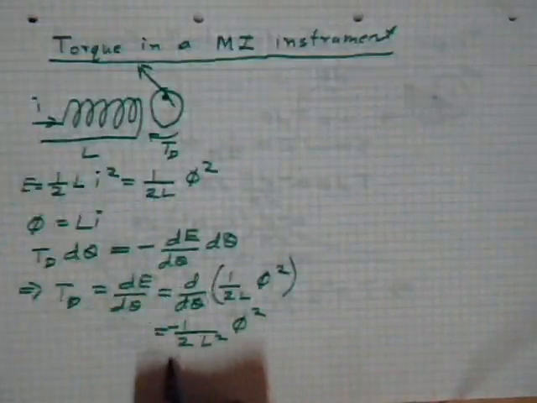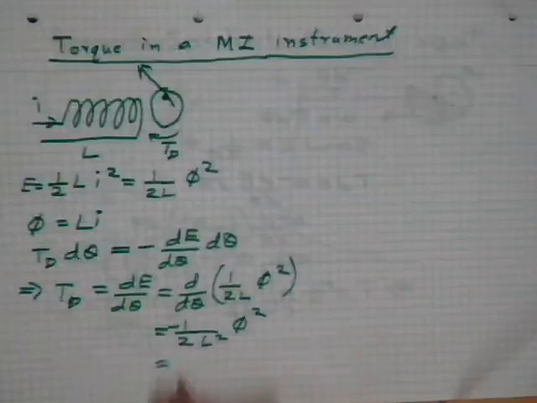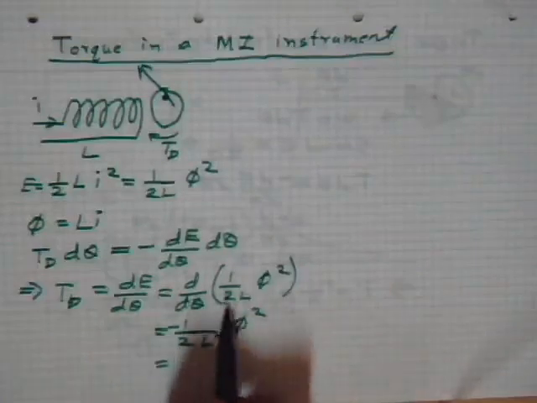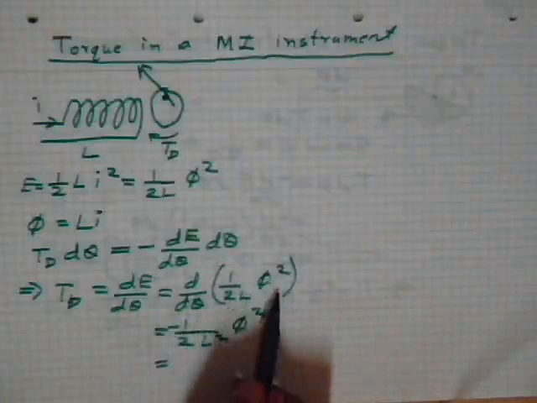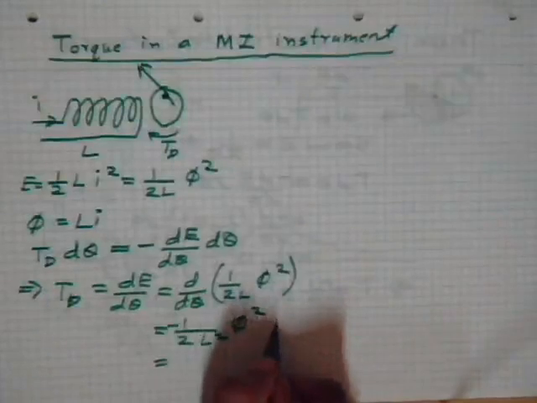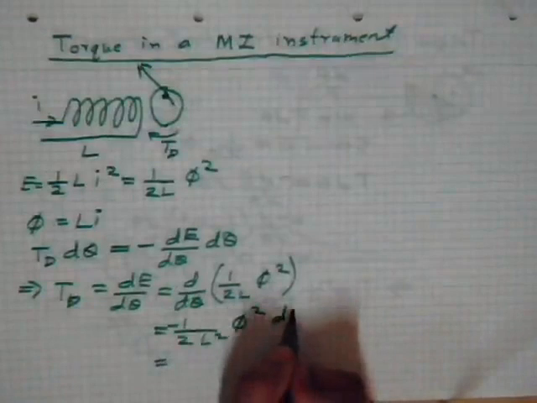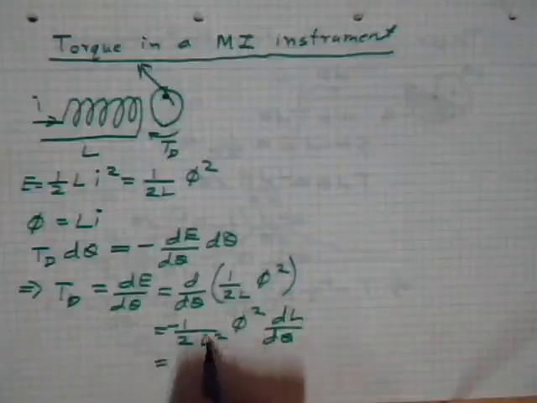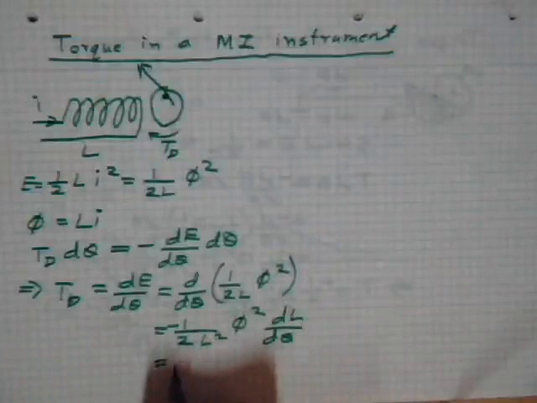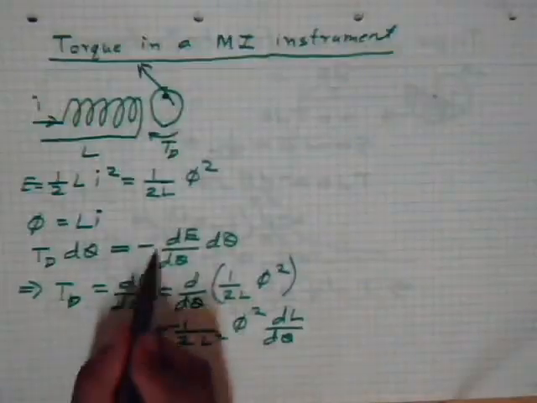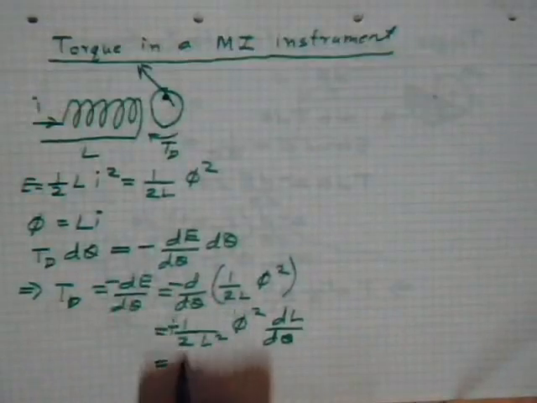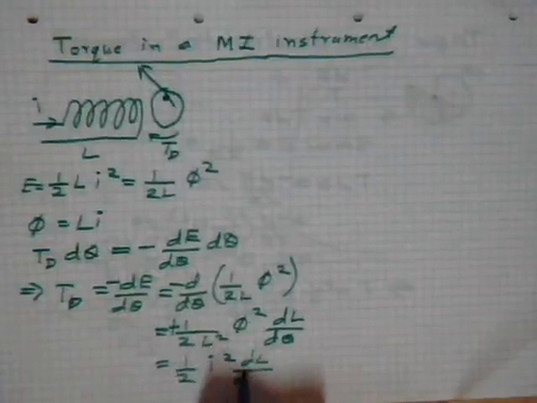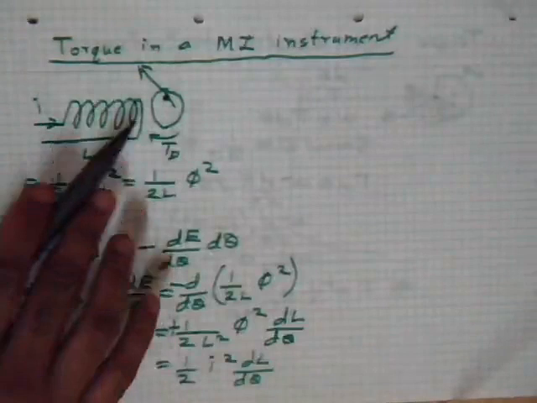So then this is equal to, anything wrong here? So this is 1 by 2 L phi square, and so I missed one term here, the most important thing. So the derivative is 1 by 2 L square times d L d theta times phi square, where phi square is constant. So now this is equal to, I again missed the minus here, so minus, this is plus, so I have half in place of phi square by L square, I can put I square dL d theta. So this is the torque acting on this piece of iron.